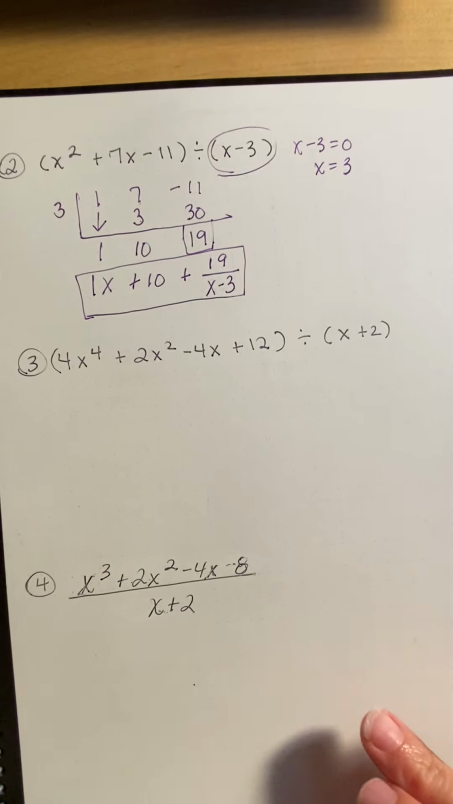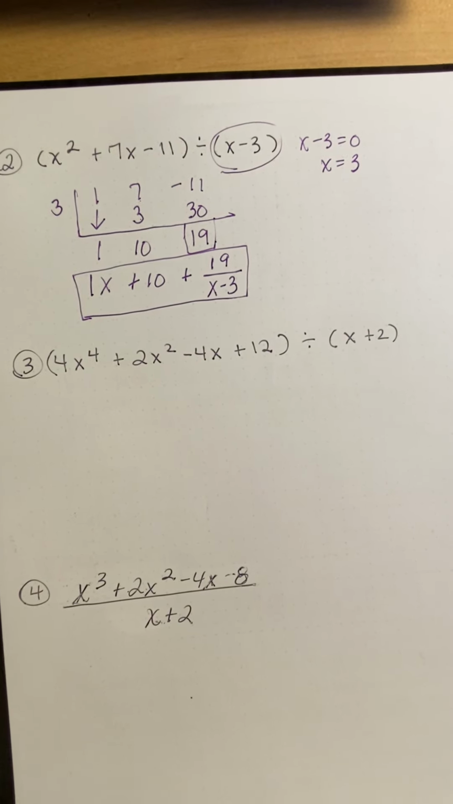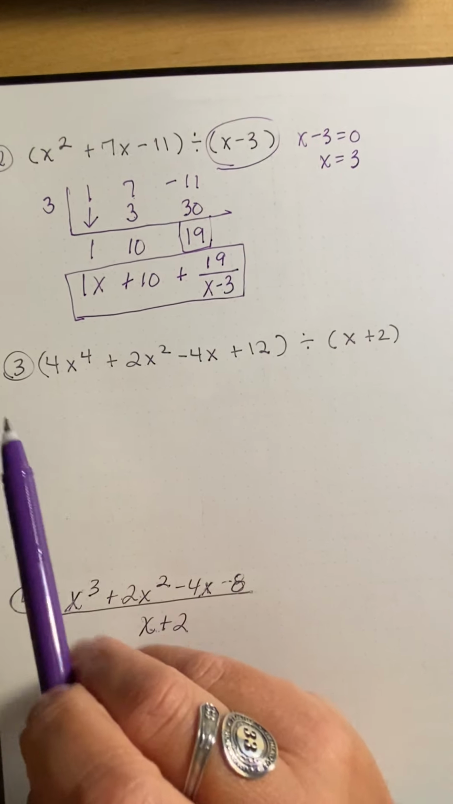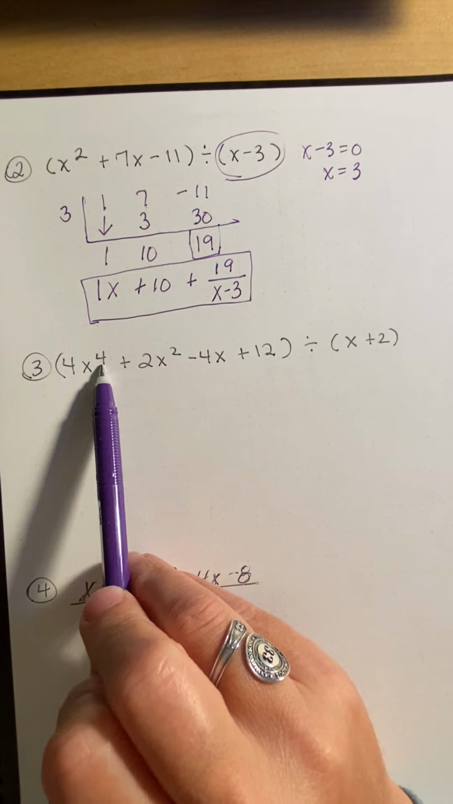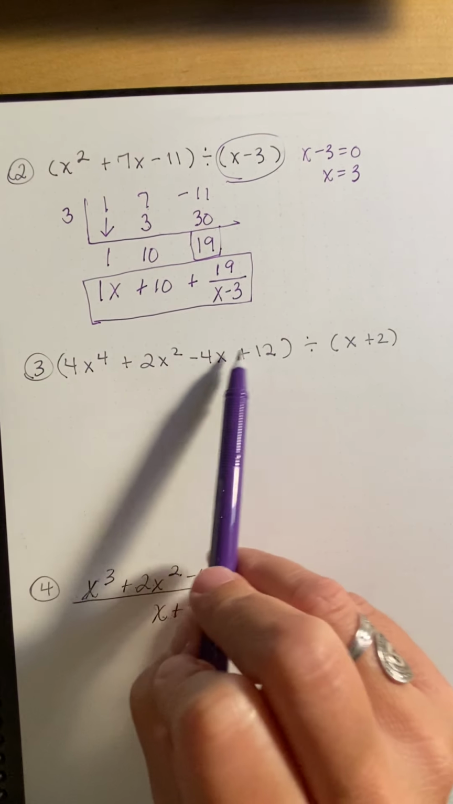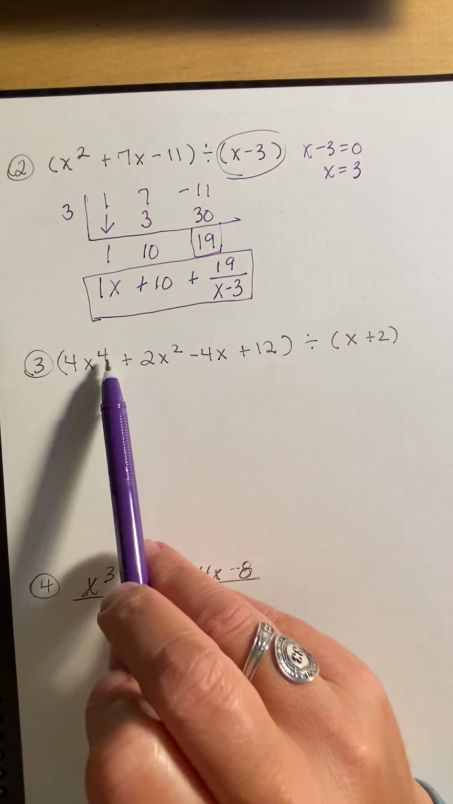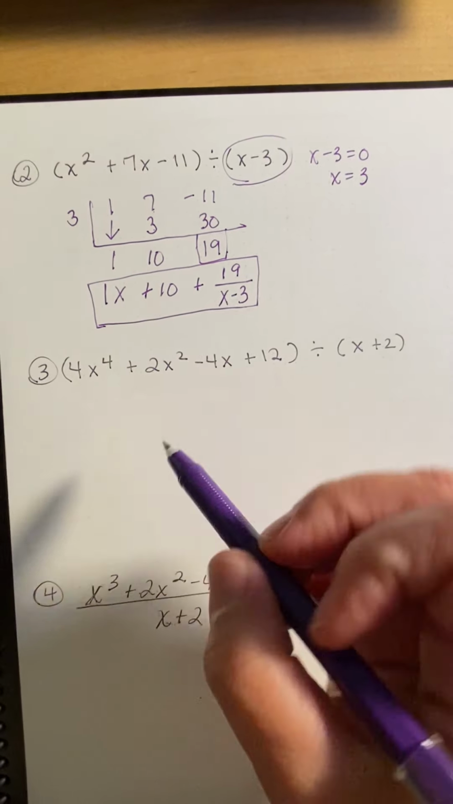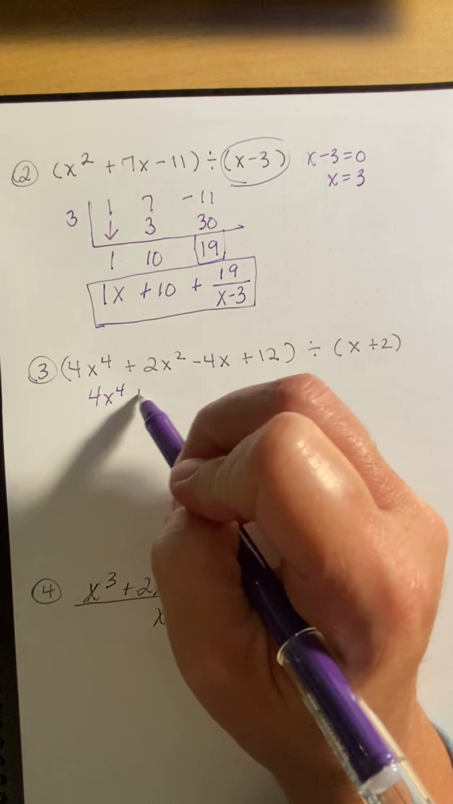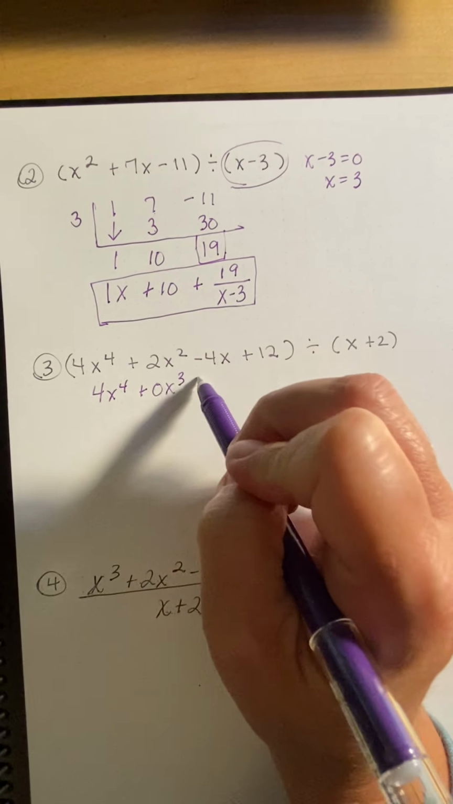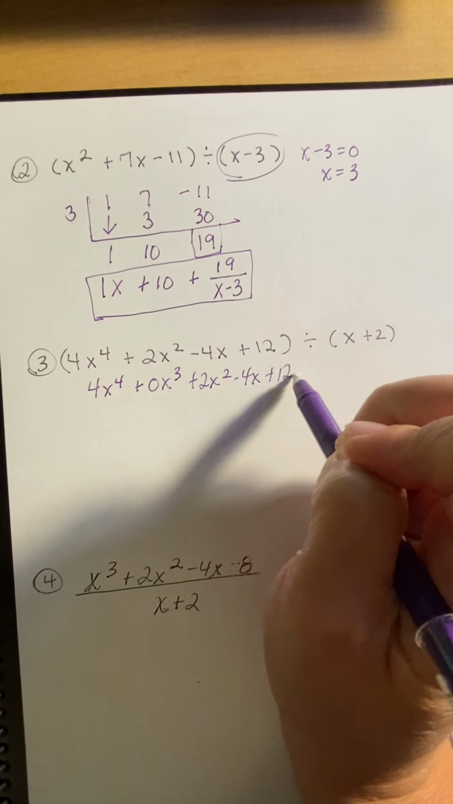All right, example 3 then. So we're going to start out by making sure we got it in standard form and we have all of our exponents. So 4x to the 4th. So we got a 4, a 2, 1, 0. Notice it went from 4 to 2. Notice you are missing x cubed. If you are missing a number, you have to have it represented. So we're going to put a plus 0x cubed plus 2x squared minus 4x plus 12.